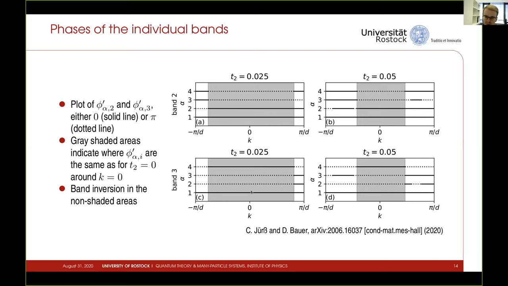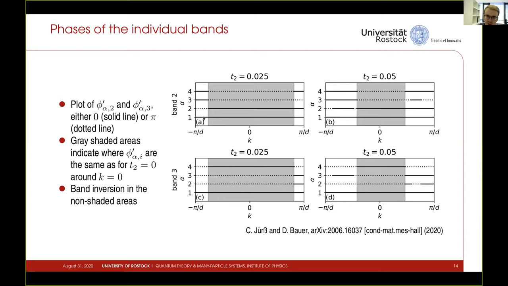Band 3, this is positive, negative, negative, positive. So here you have two knots, two zero points in between. So you can see this knot rule here of quantum mechanics, that if you increase the energy or the band index, the number of knots also increases. But what happens now in this non-shaded area?